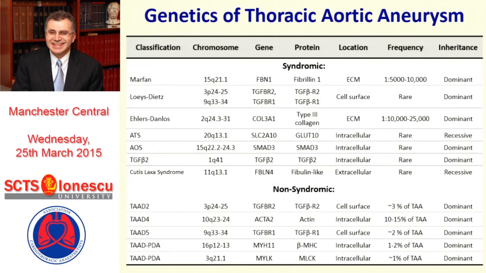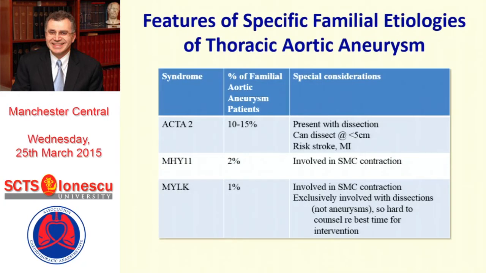So now, largely through the work of Dr. Milewicz, these many mutations that can cause thoracic aortic aneurysm have been identified. This is the list as of a few months ago. It grows several times a year, I would say. From the basic fundamental standpoint, the important thing to note is that this is a dominant inheritance. Thoracic aortic aneurysm, except for the two exceptions that you see there, is inherited in a dominant pattern.